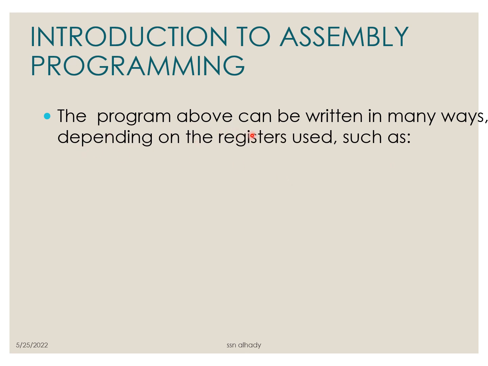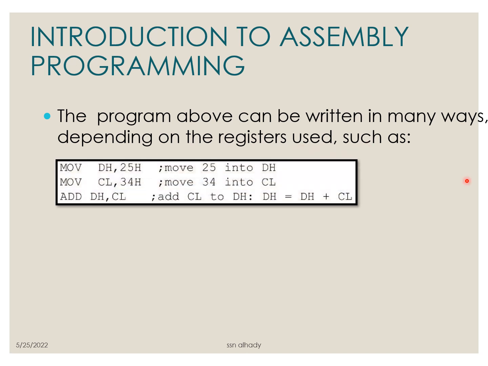Okay, the program above can be written in many ways depending on the register used, such as these are the options that you can use. If you use DH and CL also, it's possible and it is correct. After executing the last instruction, CL will remain unchanged at 34, while DH is 59.